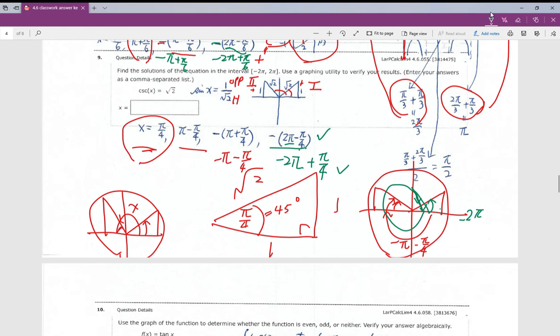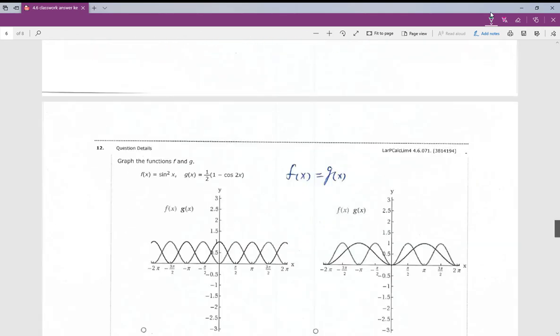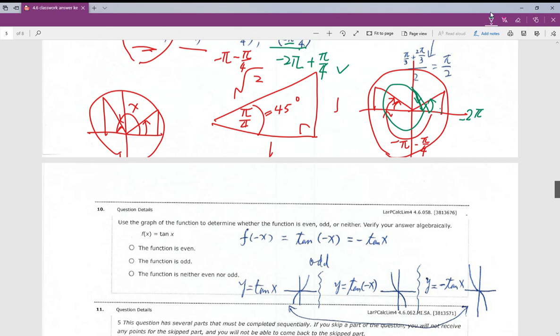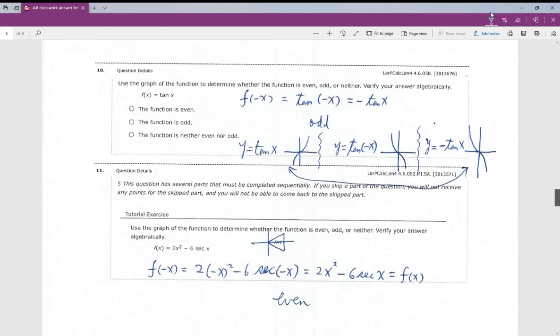So this is number 9. And then it goes to number 10. Okay, good. Number 10.